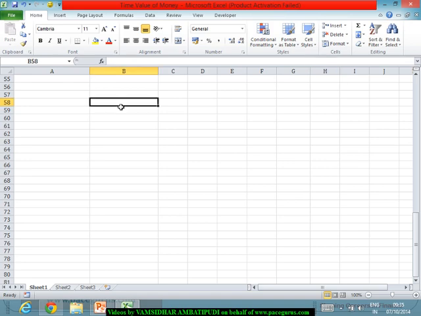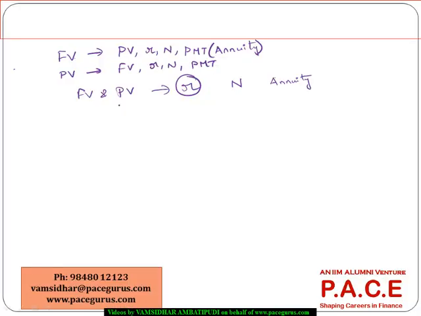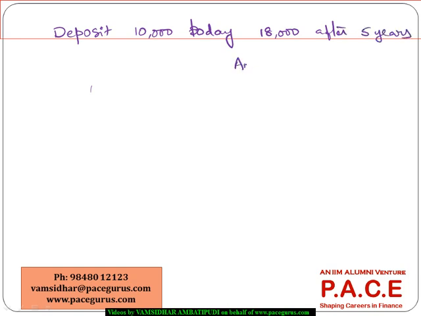If I say you deposit 10,000 bucks today, I'll create a scenario. Deposit 10,000 today and you will get 18,000 after 5 years. So what is the annual interest rate in this process?